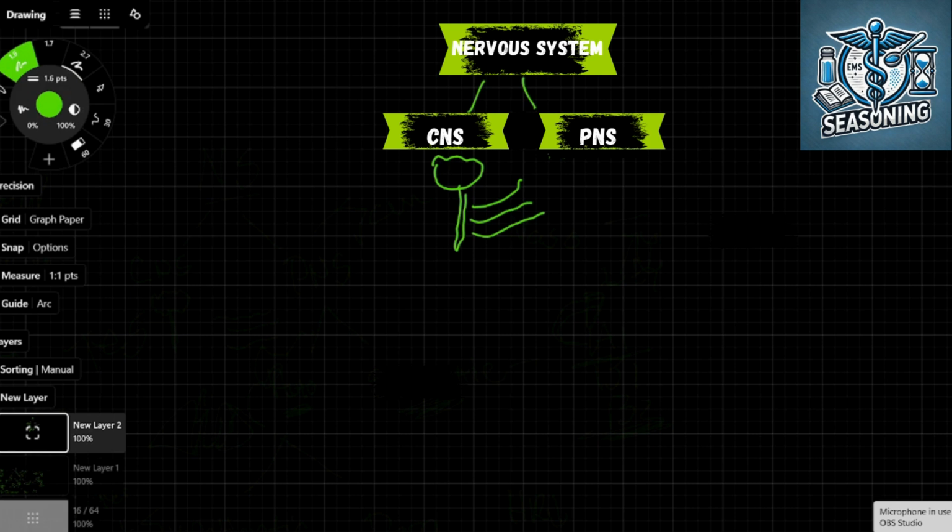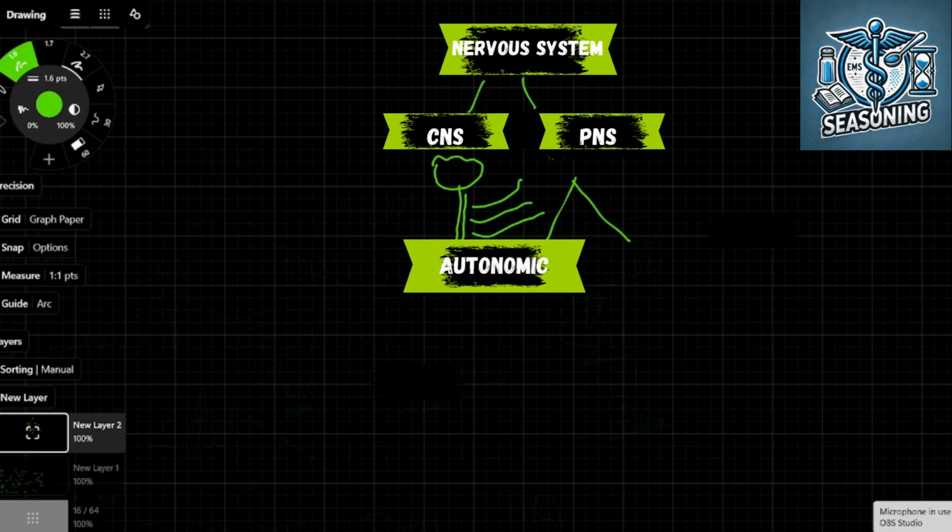Now think about all the signals your brain is receiving and sending, from voluntary movement like your arms and your legs to involuntary things like digestion or the size of your blood vessels. Those are all part of the peripheral nervous system, and it's broken into two branches. You have the autonomic and you have the somatic.